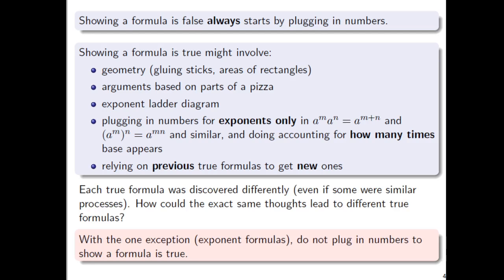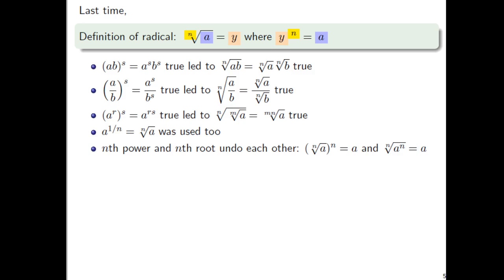Each true formula was discovered differently. Even if some were similar in process, how could the exact same thoughts lead to different true formulas? Again, with one exception, the exponent formulas, please do not plug in numbers to show that a formula is true.